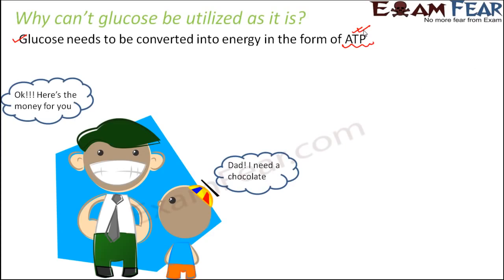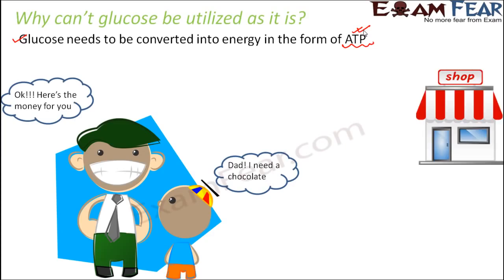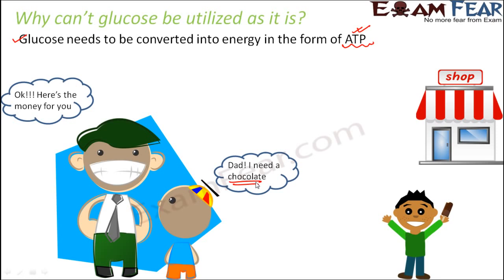So what will you do in that case? You'll go to a shop with that 10 rupee note and you'll give that 10 rupee note to the shopkeeper, and in return he will give you a chocolate. So you get a chocolate. So now you can eat this chocolate. Right? So the analogy here is that this boy wanted a chocolate. So he wants the exact thing. He doesn't want it in some other form, because chocolate in its form only is edible.